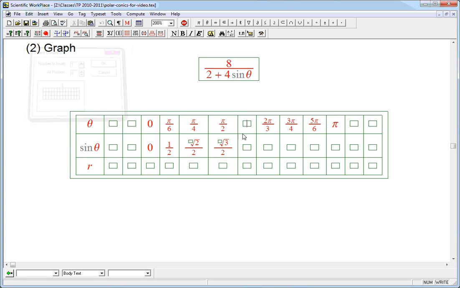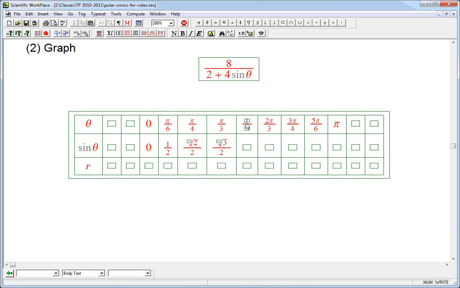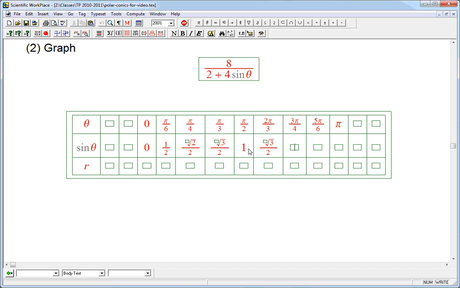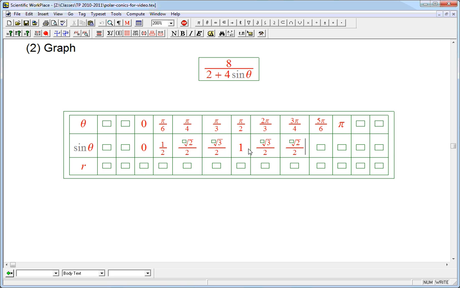That's easy to fix. Oh, except I put it in the wrong place. Okay, so pi over 3, there we go. Pi over 2. Okay, this is 1. 2 pi over 3 is back to root 3 over 2. Then this is back to root 2 over 2. This is back to 1/2. And sine of pi is 0.